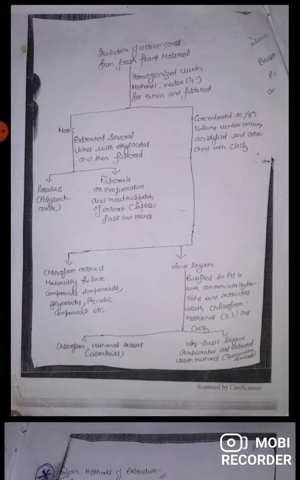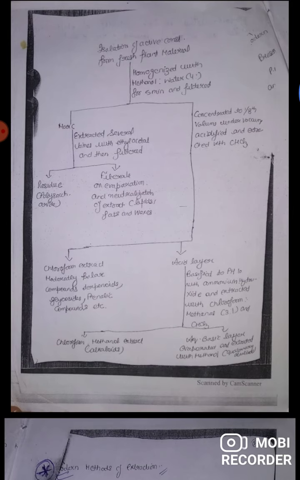So again two layers are obtained: first is the chloroform methanol extract, second is the aqueous basic layer. The chloroform methanol extract contains alkaloids, and the aqueous basic layer is evaporated and extracted again with methanol and contains quaternary alkaloids. So this is a brief description of isolation of active constituents from the plant material.